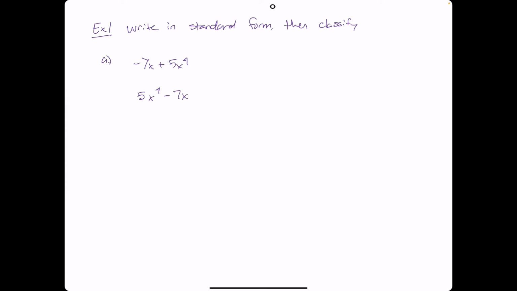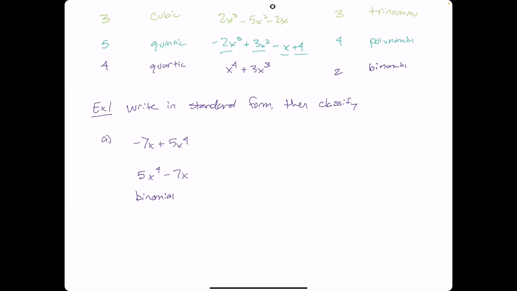Cool. So how many terms are there? 2. So we call it a binomial. There you go. And what degree is it? To the 4th. So we call it a polynomial based on the degree.